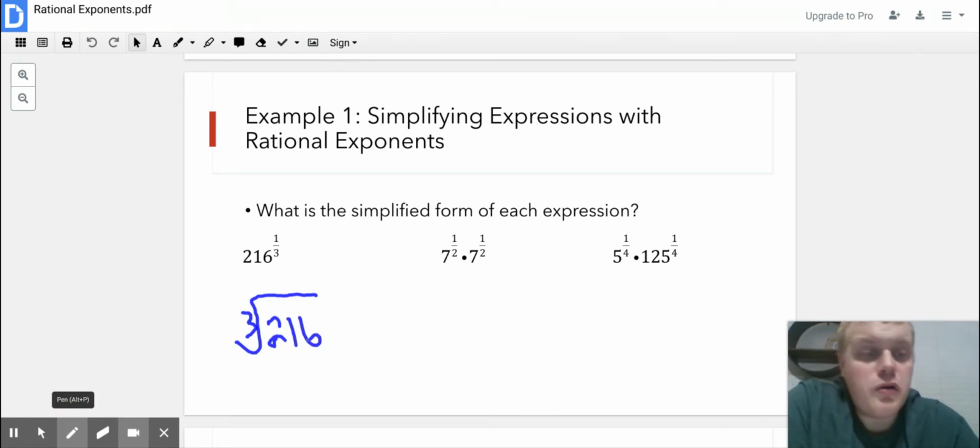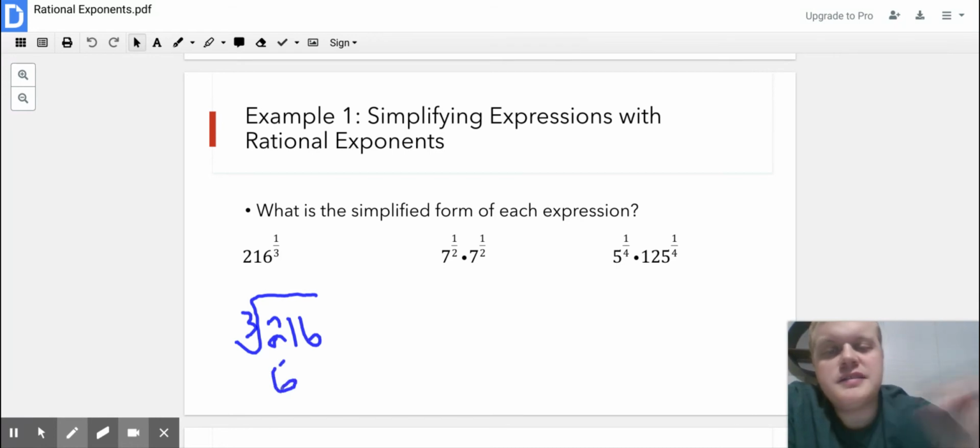So again, if you don't have that list, you may want to write that list out: your first 10 perfect squares, perfect cubes, and perfect fourths. That may be a good list for you to have for today's lesson. Luckily for us, the cube root of 216 is a perfect cube, so this answer does simplify down to 6. Okay, so that would be our final answer there.